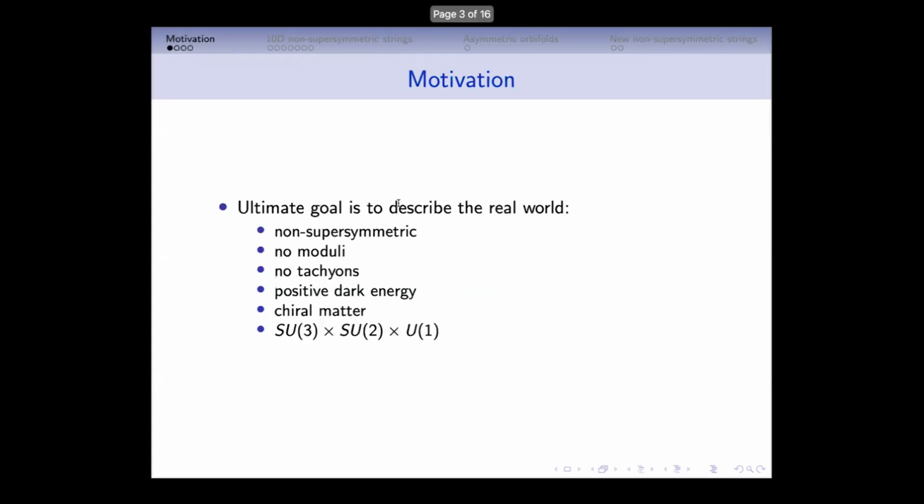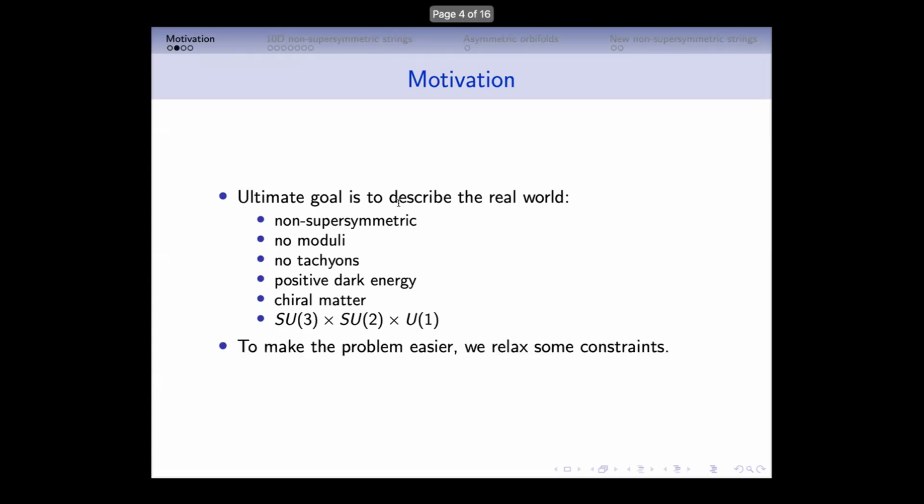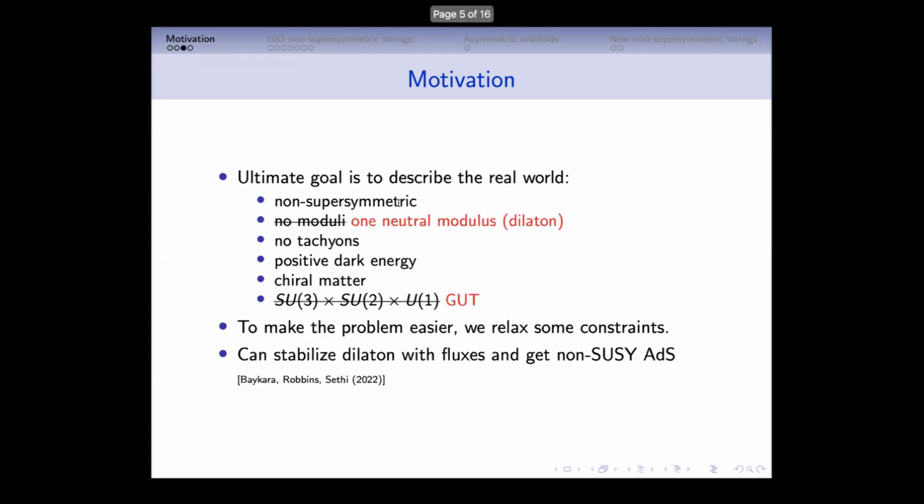Now, the motivation is the ambitious goal we have is to describe the real world, which is non-supersymmetric. We don't see any moduli, no tachyons, positive dark energy, chiral matter, and the standard model gauge group. Now, this might be too ambitious. So to make the problem easier, we relax some constraints. We say, okay, instead of no moduli, let's allow one moduli.